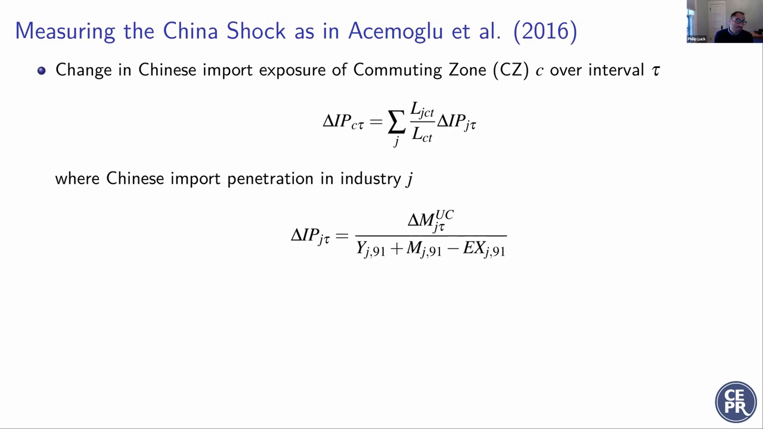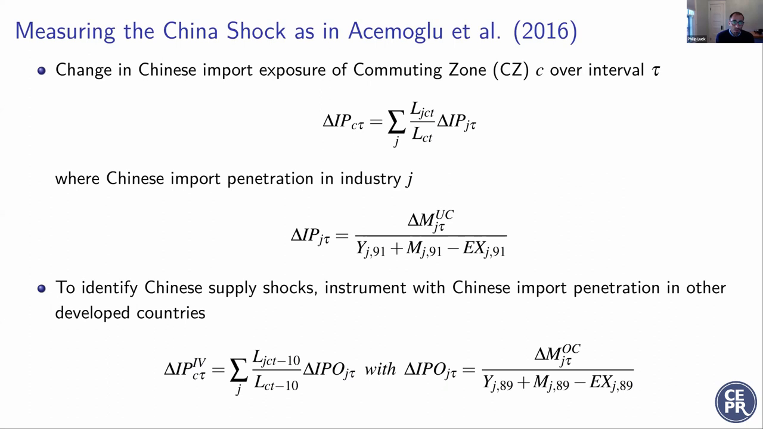Our measure, I'll go really quickly through this because this is hopefully relatively straightforward. Our measure, the trade shock, we're going to use the Acemoglu et al. measure. This is a slight variation of the Autor-Dorn-Hanson measure. The basic import competition in commuting zone c over some period tau is an industry-level import competition shock apportioned to commuting zones based on the employment share of that industry in the base period. That industry-level shock is just the change in imports from China to the US divided by what we're going to call absorption. So basically the industry-level consumption plus imports minus exports.